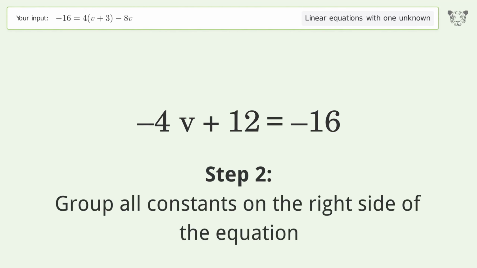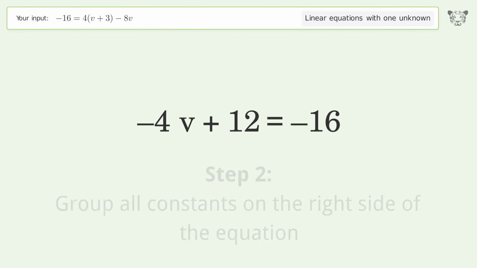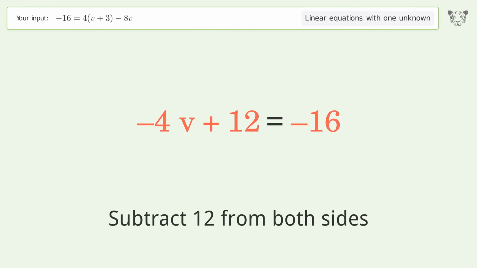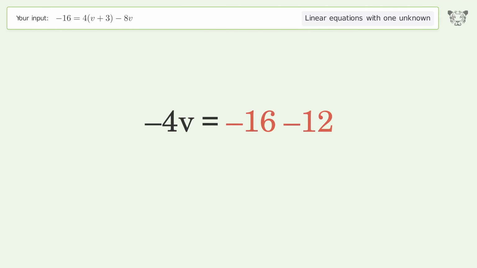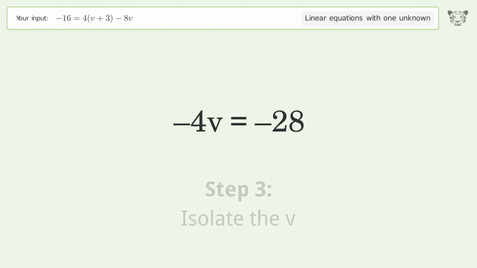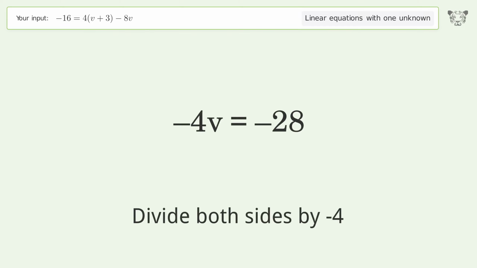Group all constants on the right side of the equation. Subtract 12 from both sides. Simplify the arithmetic. Isolate the v. Divide both sides by -4.